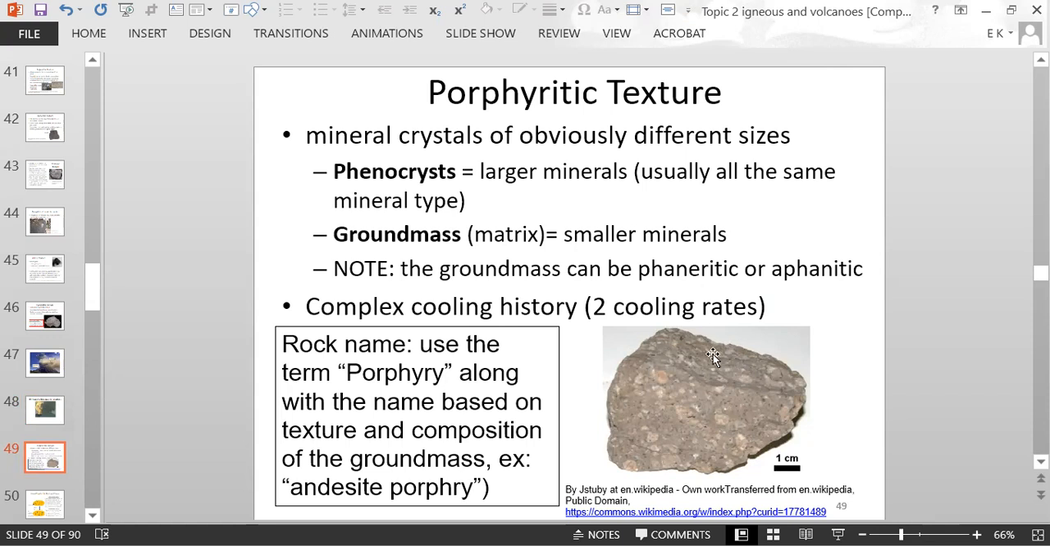So these rocks have a complex cooling history where they have two different cooling rates. And then the rock name is going to use the word porphyry along with the description based on the composition and the texture of the ground mass. So for example, andesite porphyry. That little box here will help you later when you're identifying the rocks, when we do the igneous rock lab.